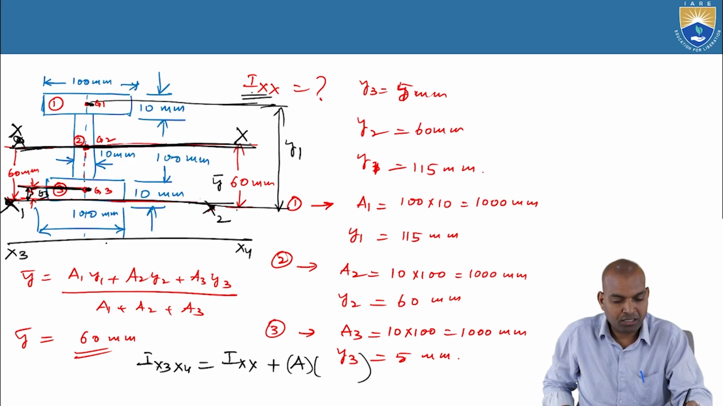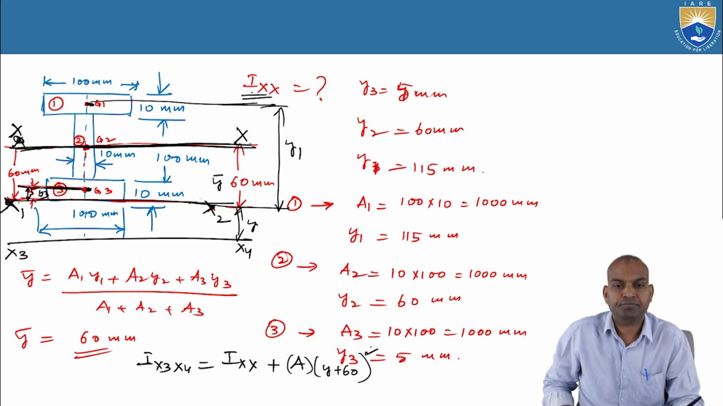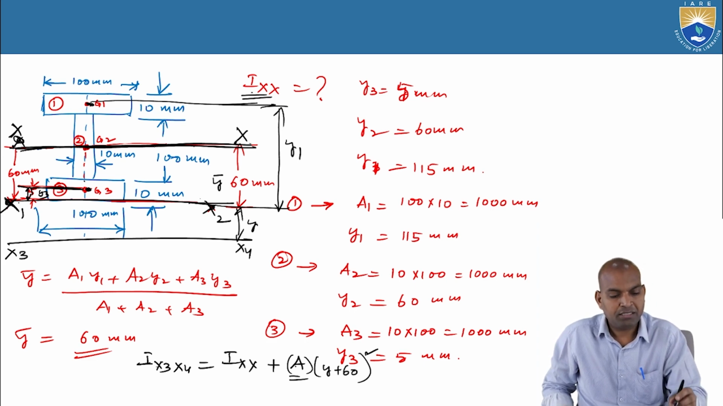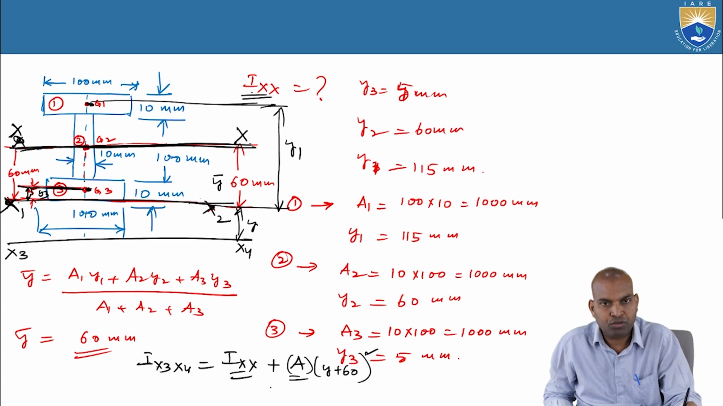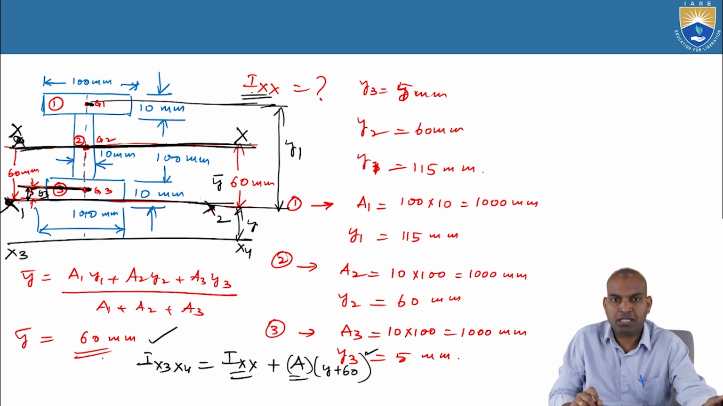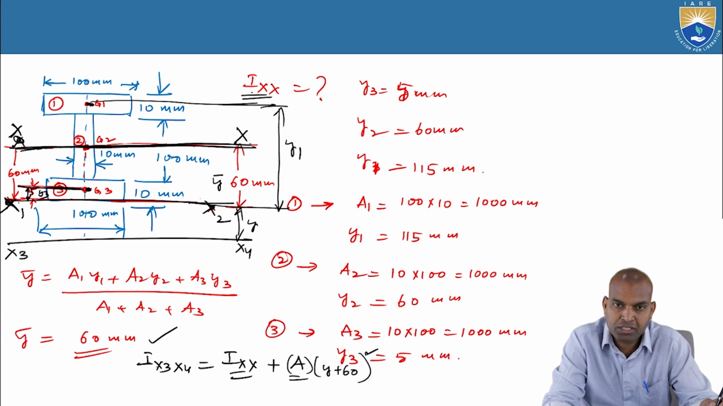Suppose we consider this distance as a small y. Then it becomes (y + 60) whole square. The area is the total area of the section, A1 plus A2 plus A3. Then Ixx we know: Ixx equals Ixx1 plus Ixx2 plus Ixx3. Like that, by using the parallel axis theorem, we can calculate the moment of inertia of composite sections.